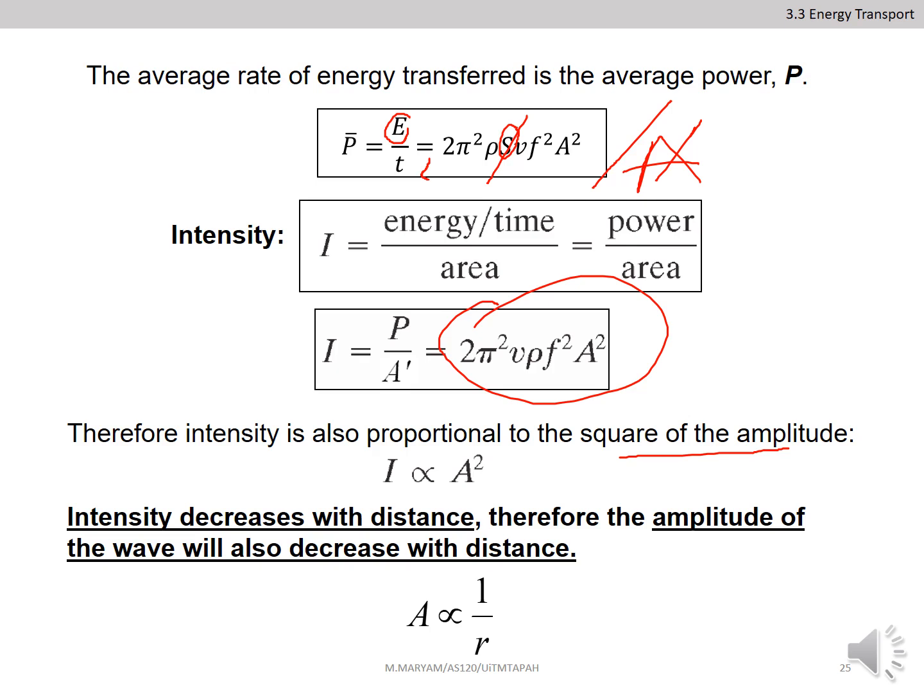From the equation, we know that intensity is also proportional to the square of the amplitude. Therefore, intensity decreases with distance, and the amplitude of the wave will also decrease with distance.